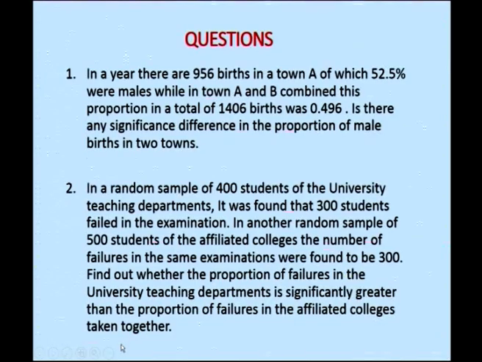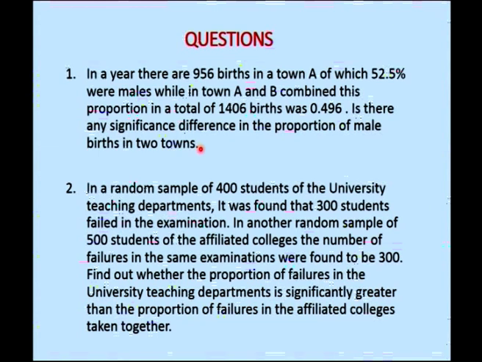In a year, there are 956 births in a town A, of which 52.5% were males, while in towns A and B combined, this proportion, in a total of 1406 births, was 0.496. Is there any significant difference in the proportion of male births in two towns? Okay. And this is the problem in difference of proportions.